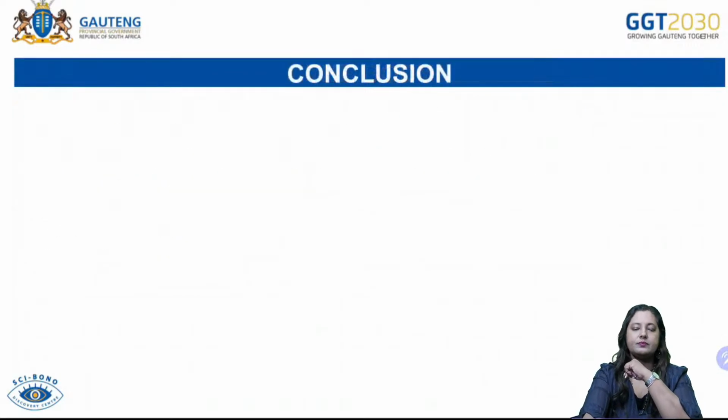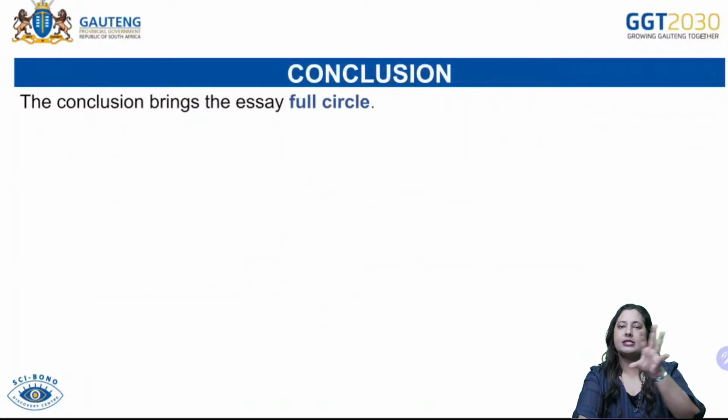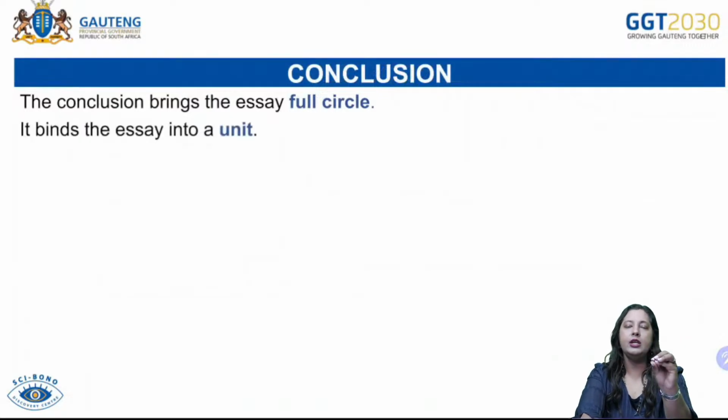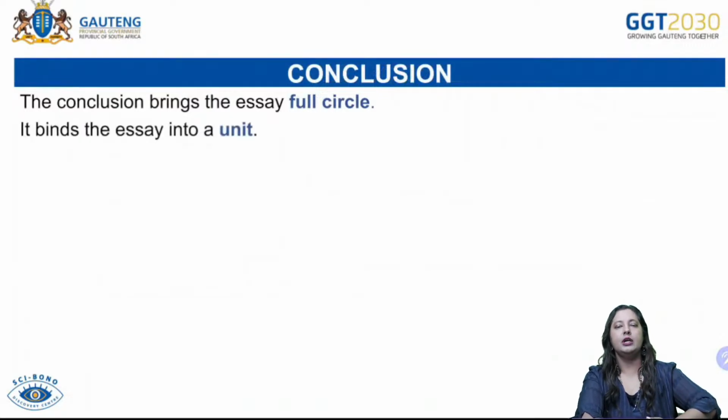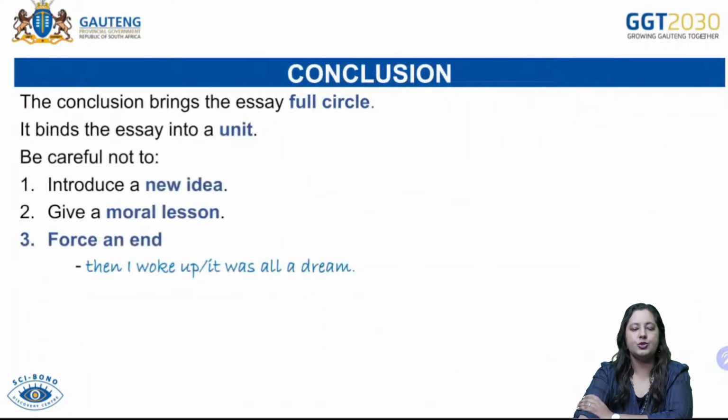All right? Good. And then you come to the conclusion, and at that point, your essay now comes to full circle, and you are ready to stamp your authority in terms of your approval that this is what I wanted to say. And now you do your final paragraph, which binds the entire essay together, all right, into a unit.